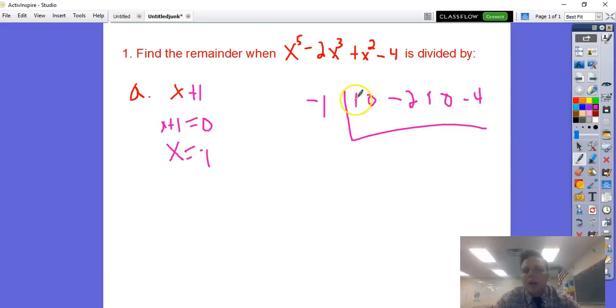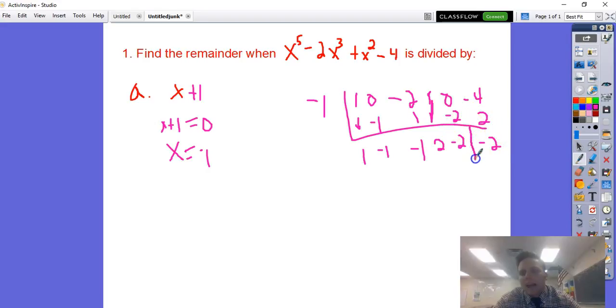So, now what I do is I carry down the first number, always. Carry it down. Multiply. That gives you negative 1. 0 plus negative 1 is negative 1. Negative 1 times negative 1 is positive 1. Negative 2 plus 1 is negative 1. Negative 1 times negative 1 is 1. 1 plus 1 is 2. Negative 1 times 2 is negative 2. All right. 0 plus negative 2 is negative 2. Negative 1 times negative 2 is 2. Negative 4 plus 2 is negative 2.